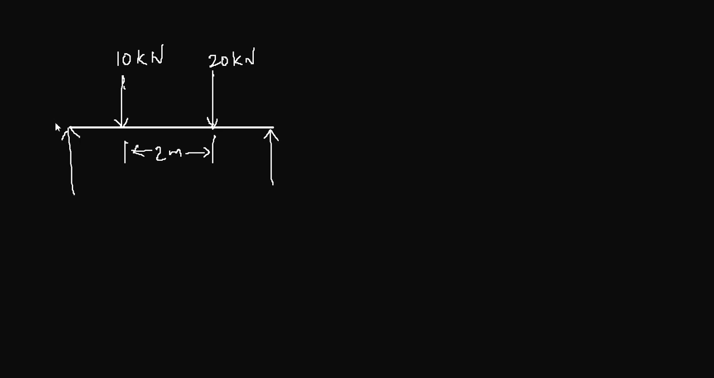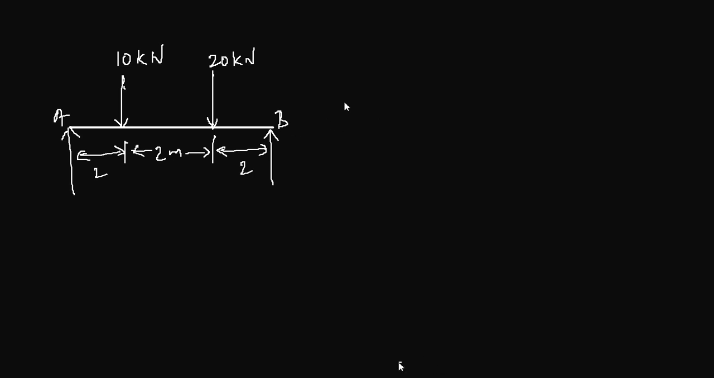Let's assume it's 10 kilonewton and 20 kilonewton, separated by 2 meter. The beam is supported at A and B. Let's say this is 2. First of all, we need to calculate the reactions at A and B.